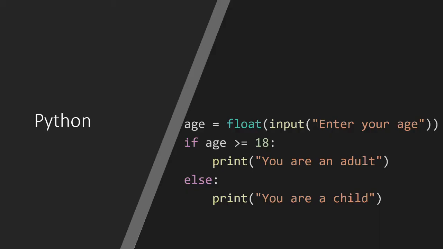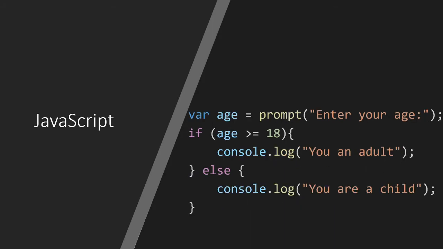So here, we're just asking the user for their age, and saying if the age is more than 18, we print you're an adult, and otherwise we print you're a child. So very simple code. If we look at this in JavaScript, however, you can see that there are semicolons at the end of each line. And these aren't actually required, but you can still put them in. And here is the same code, there are only a few differences.